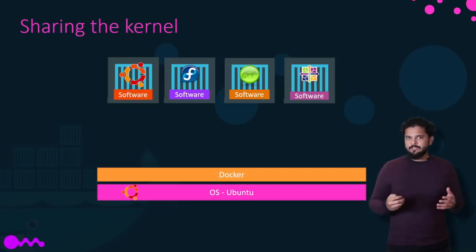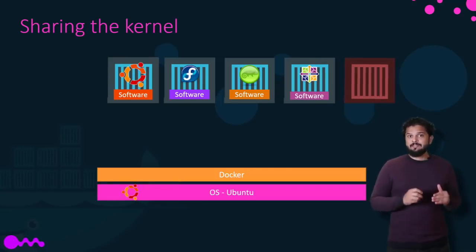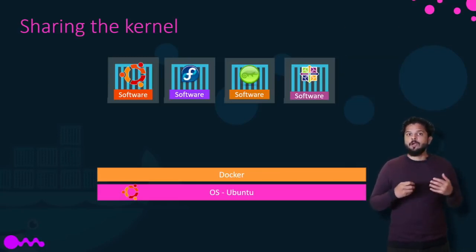So what is an OS that does not share the same kernel as this? Windows. And so you won't be able to run a Windows-based container on a Docker host with Linux on it. For that, you will require Docker on a Windows server.